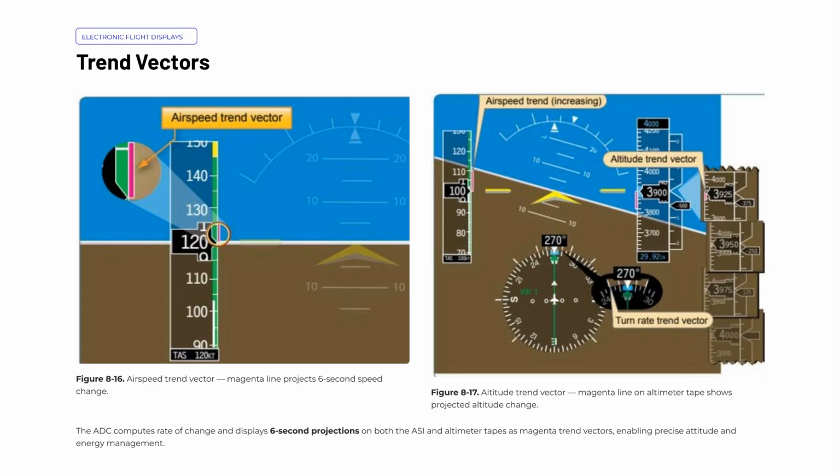On the airspeed tape, the vector extends upward if you're accelerating and downward if you're decelerating. On the altimeter tape, it works the same way, extending in the direction your altitude is trending. This gives you an early warning system built right into your primary instruments. Rather than waiting to see your airspeed or altitude actually change and then reacting, you can anticipate the change and make smaller, more precise control inputs to stay on target. This is especially valuable during approach, climb, or any phase of flight where tight energy management is critical. Learn to scan these vectors as part of your normal instrument cross-check, and you'll fly more smoothly and precisely as a result.